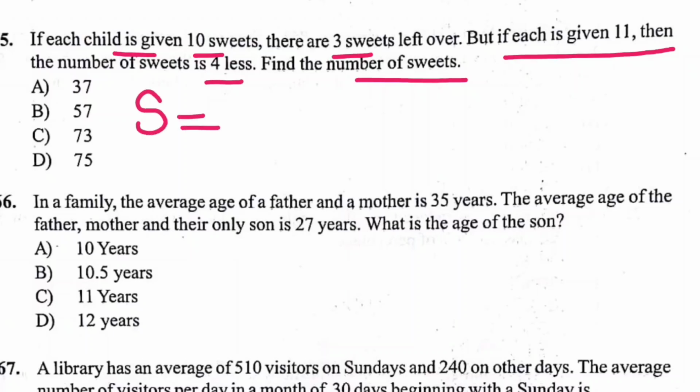So in the first case, we are being told that if each child is given 10 sweets, the total number of sweets in the first case will be equal to 10 times C, where C is the number of children, plus 3 are left. Okay, so we have 10C plus 3 here. Simple thing, total number of sweets in the first case will be equal to the number of sweets which one child got times the number of children plus the number of sweets left.